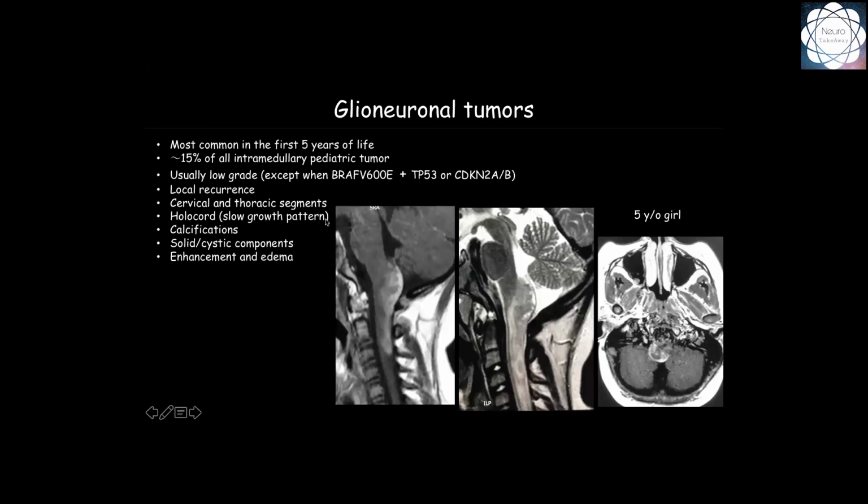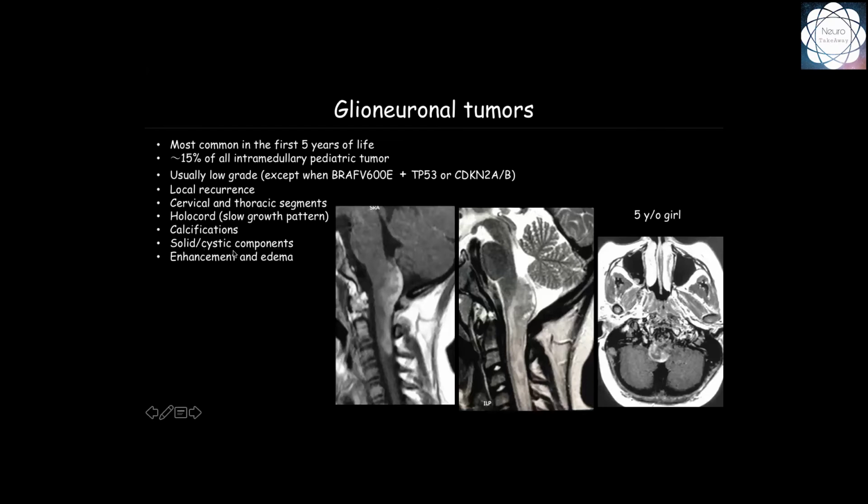The second most frequent tumors in pediatrics at the level of the spinal cord are the glioneuronal tumors. They occur more frequently in the first 5 years of life. They account for around 15% of all intramedullary tumors. They are usually low grade, but occasionally they can become malignant in the glial component. They have local recurrence. They are present at the cervical and thoracic segments, and sometimes they have a hollow cord pattern. Calcifications are very specific, even though they are not very frequently found.